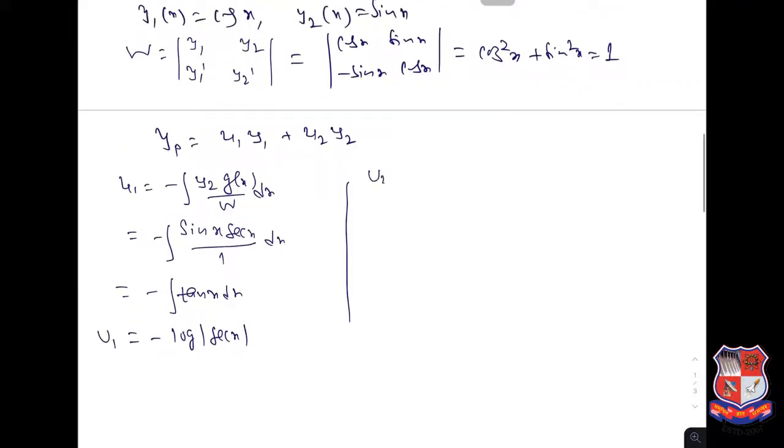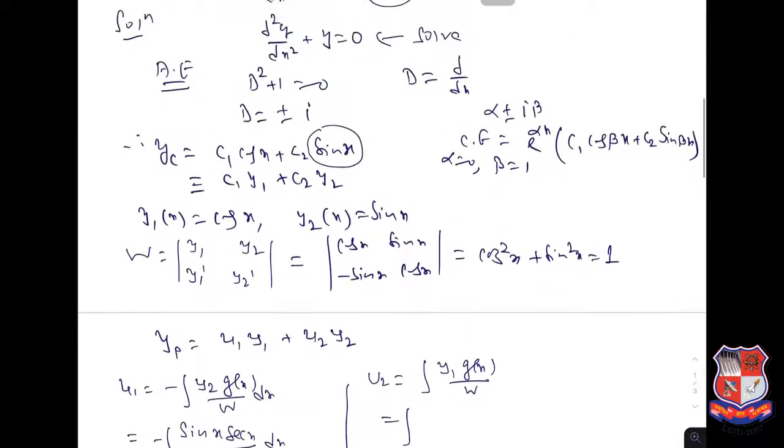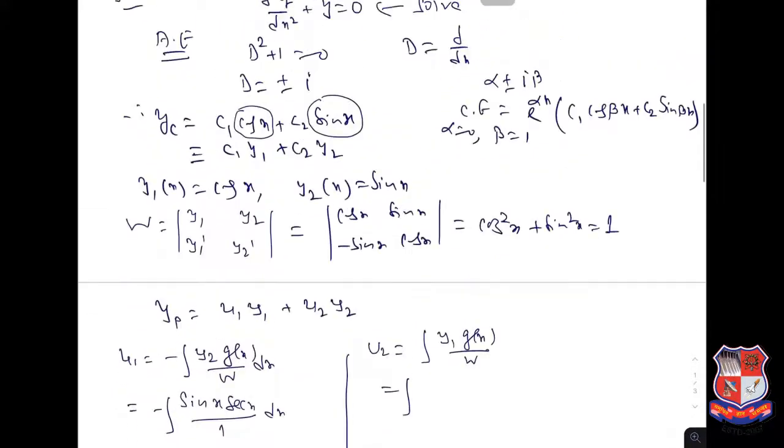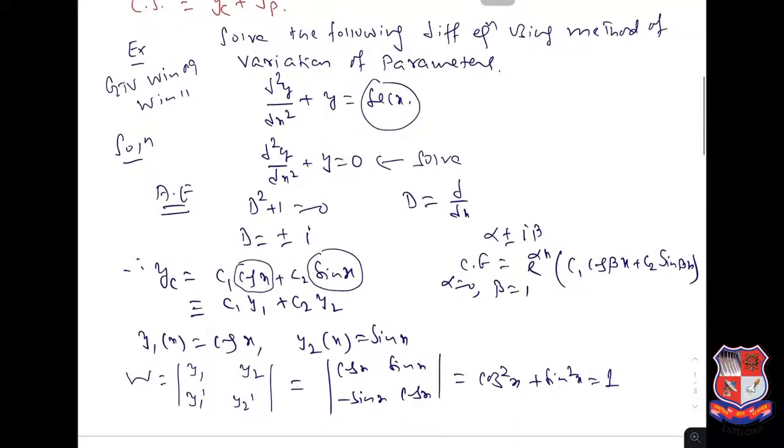Now for u2, integration of y1 g(x) over W. Now what is y1? y1 is cos x, g(x) is sec x.